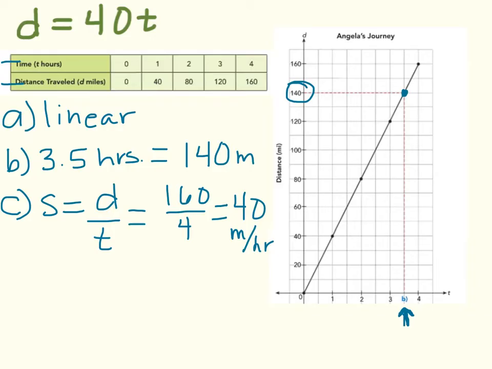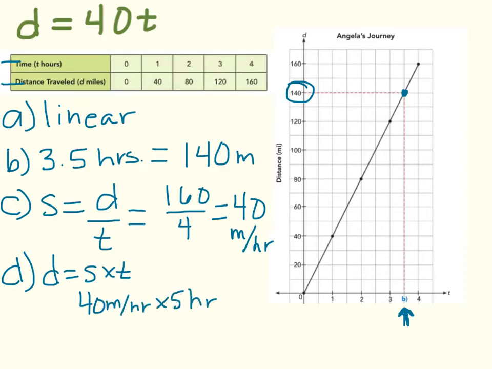Now let's say that Angela has driven for 4 hours. If she drives another hour at this constant speed, how far will she drive in all? Okay, so distance is equal to speed times time. Angela is going to travel at 40 miles per hour for 5 hours, which would equal 200 miles.